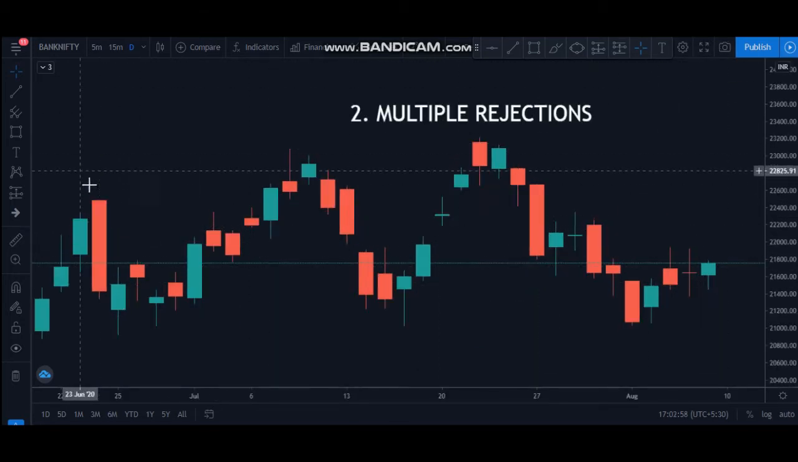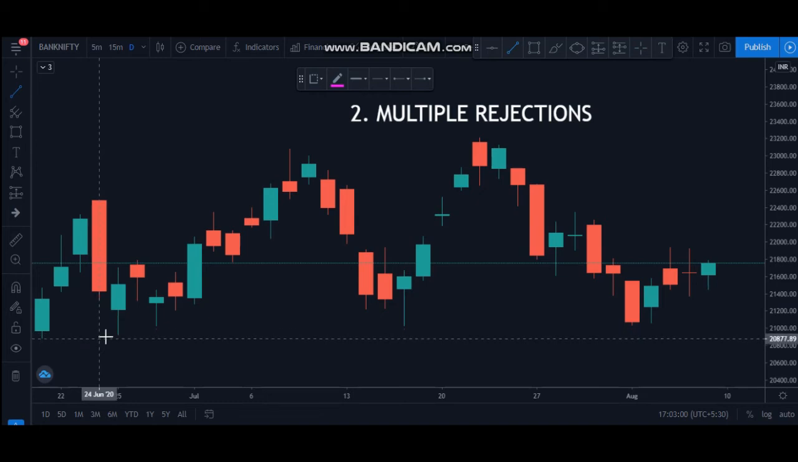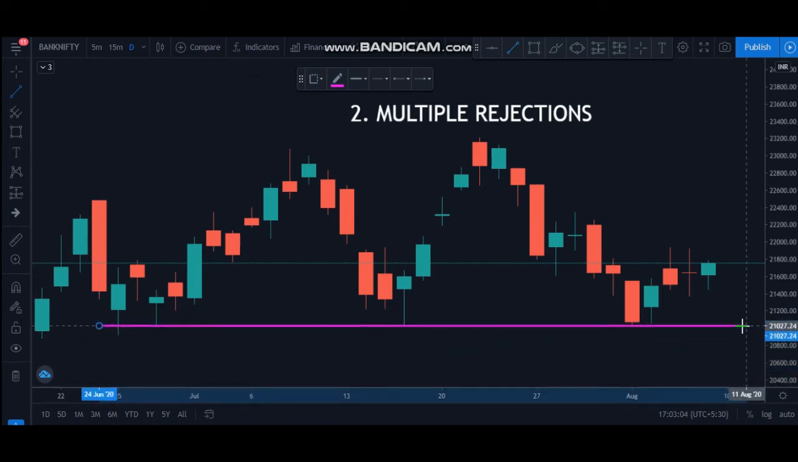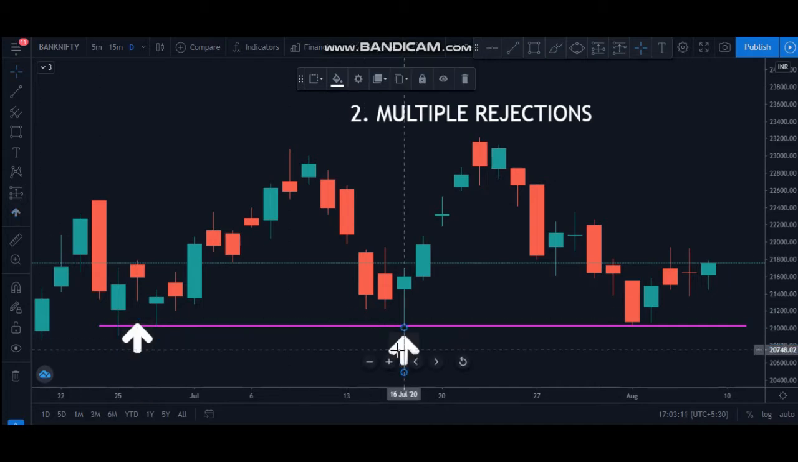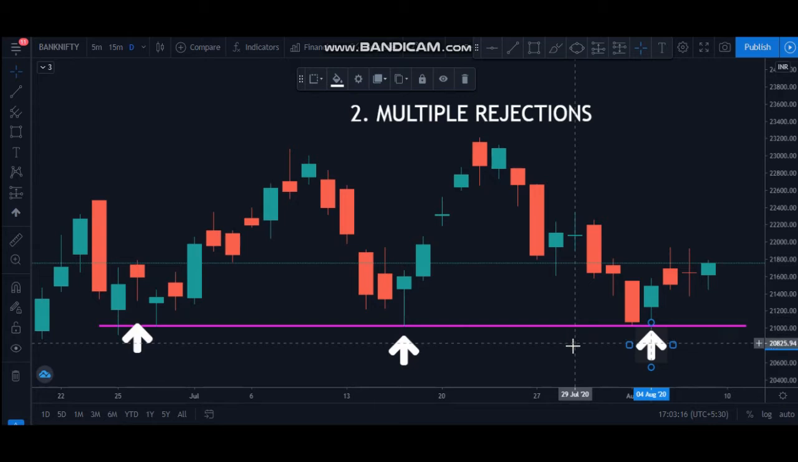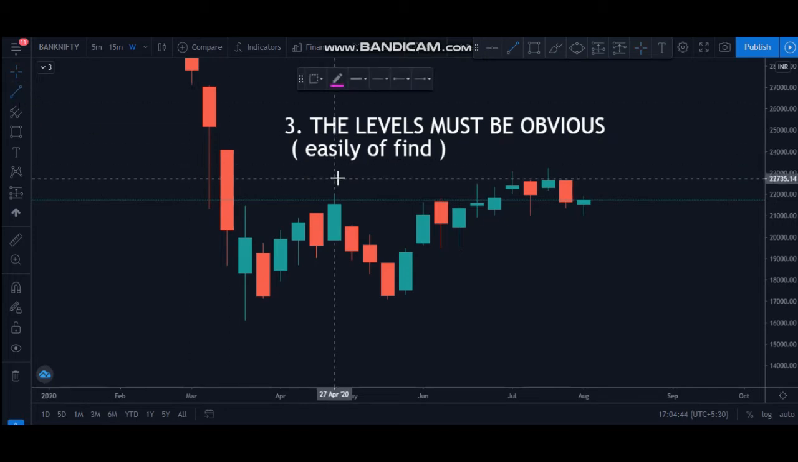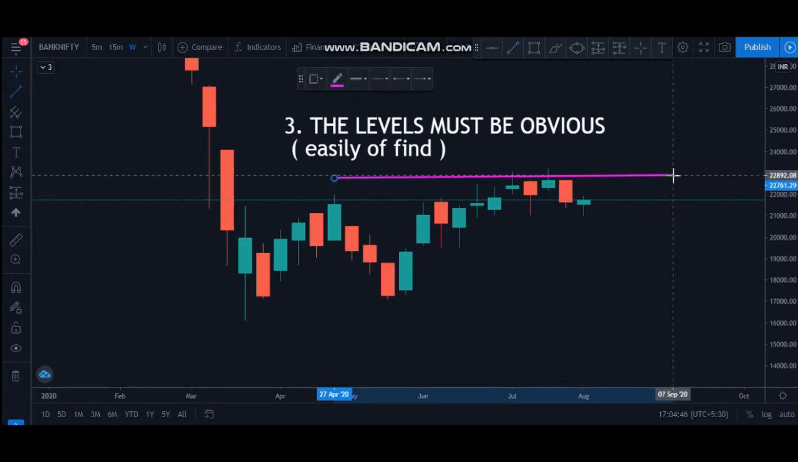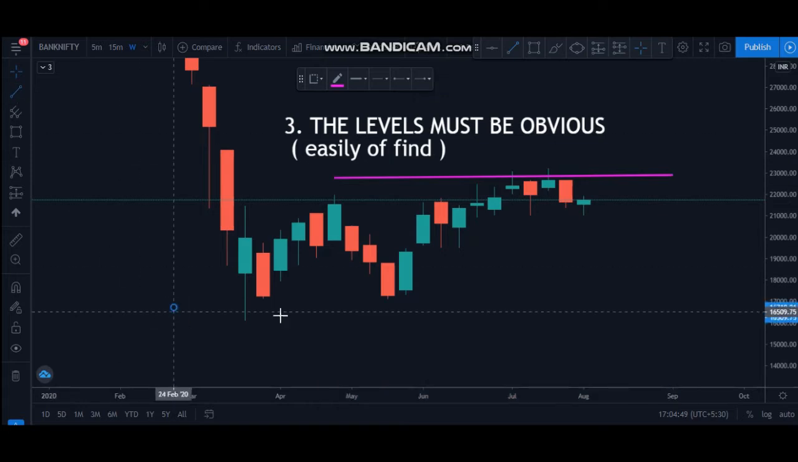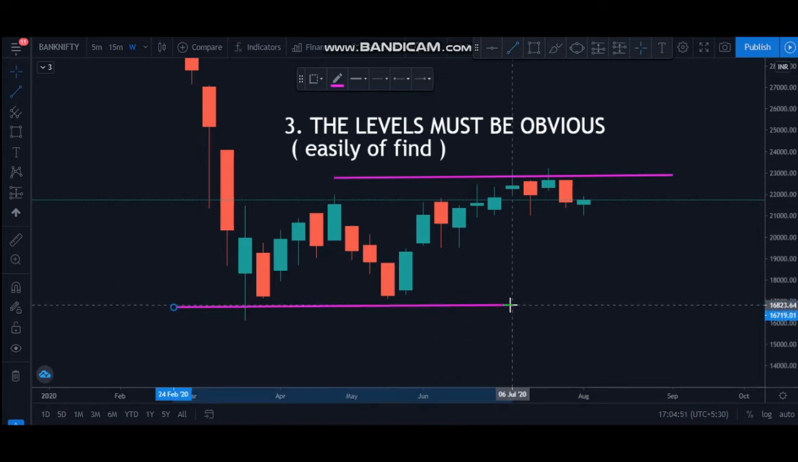Second, multiple rejections. Here we have 3 rejections. One, two, three. The more rejections, the better. Third one, the levels must be obvious, means they should be easy to find. So here we have a swing high, easy, and we have a swing low, obvious levels.